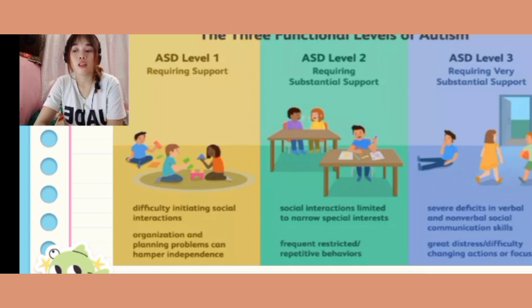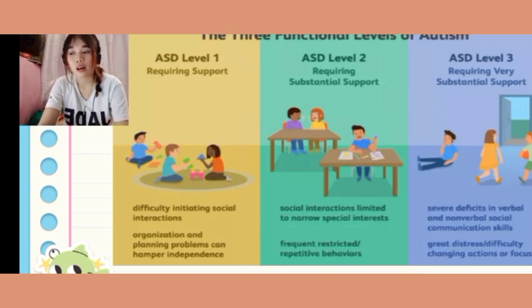So, for example, children may not say the right things at the right time, or may not be able to read social cues and body language. So that's what we call requires support, Level 1.